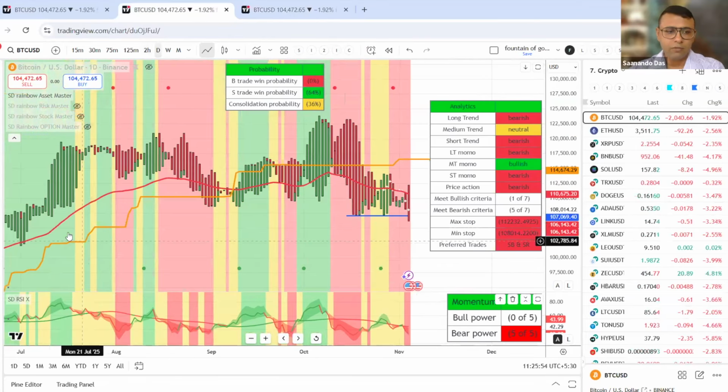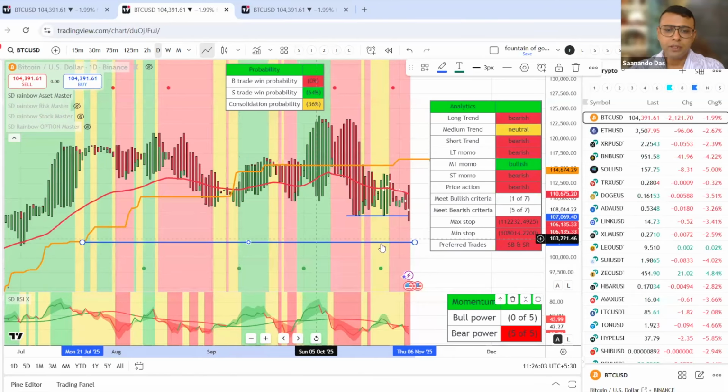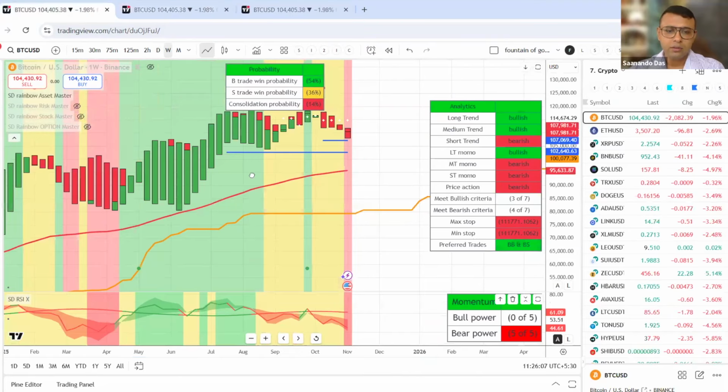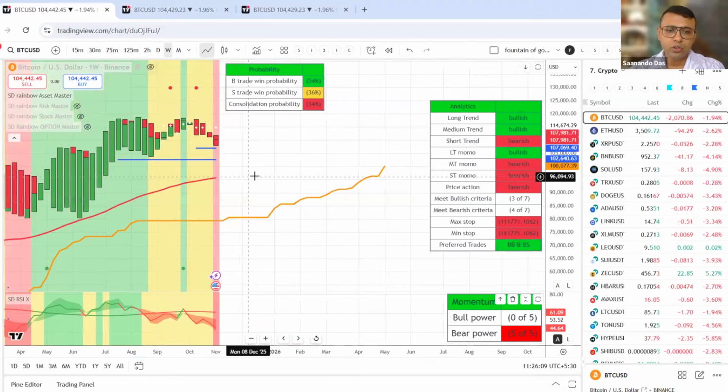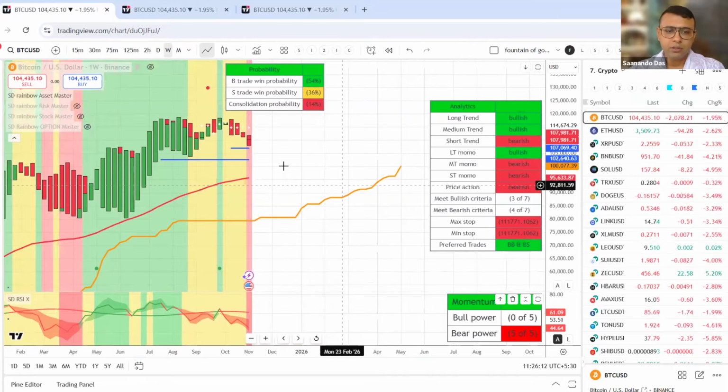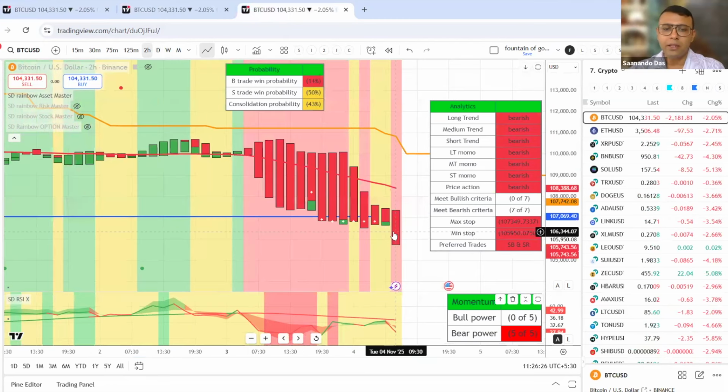I think the next level of support for Bitcoin will be around this level, 102,640. This would be the support level of Bitcoin. Let's look at the weekly chart. And if Bitcoin continues to remain bearish, I think the support level is coming below 1 lakh, around 95,000, with an interim stopover around 1 lakh. So Bitcoin, my outlook for the time being is bearish.